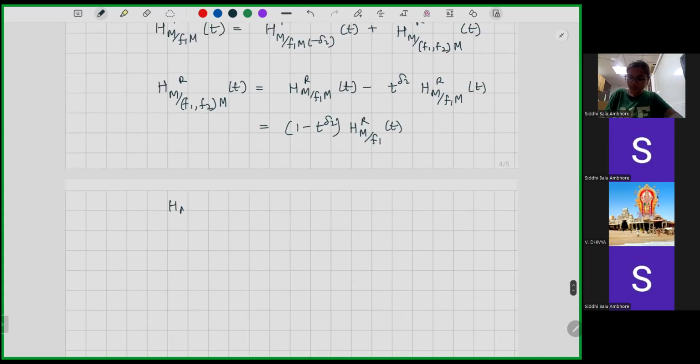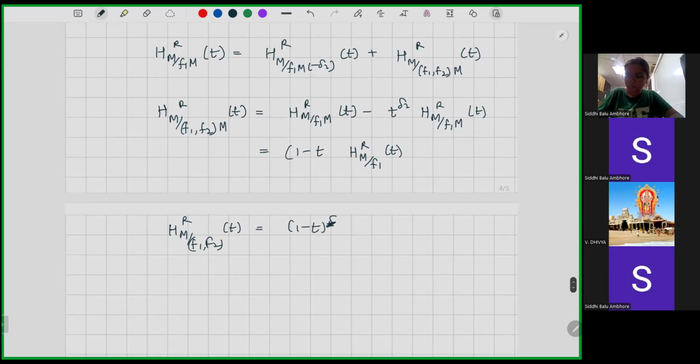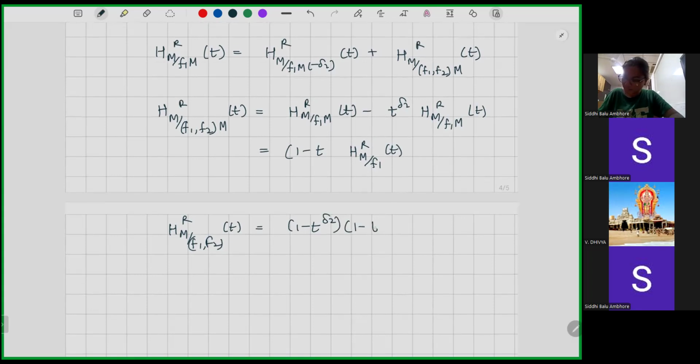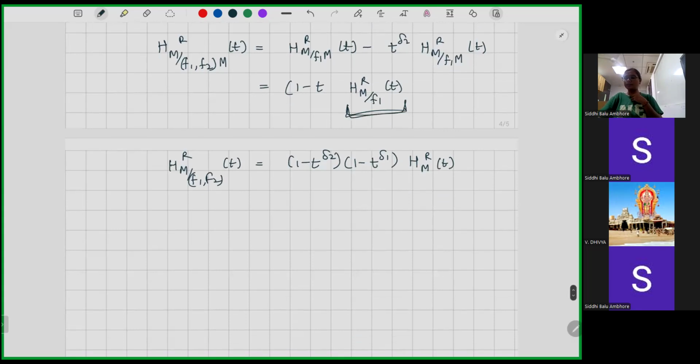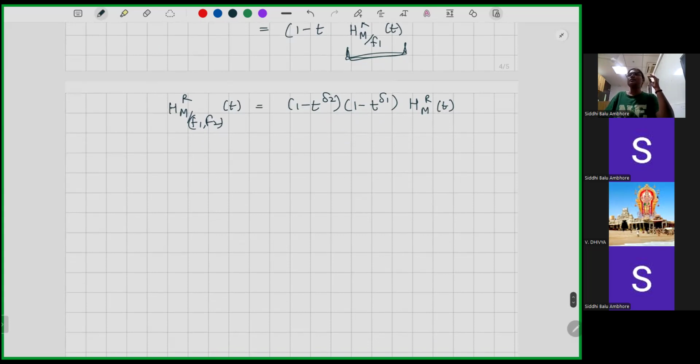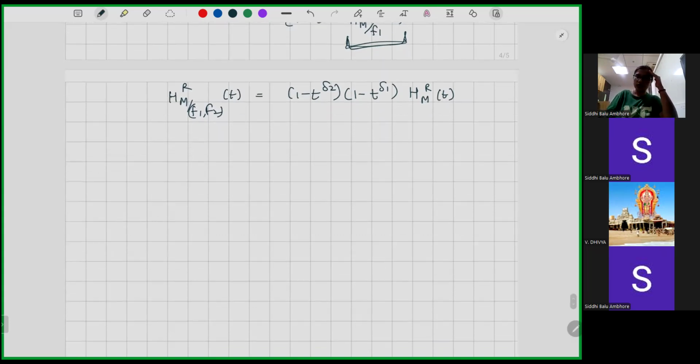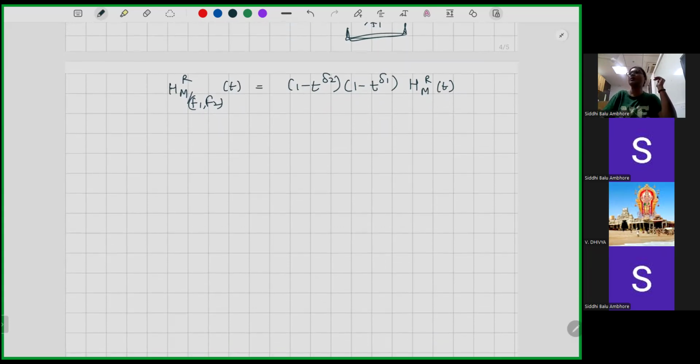But what is this? Let me just write this: it is 1 minus T power delta 2, times, yes, 1 minus T power delta 1 times H_M(T). Is this okay? I'm just substituting whatever expression we had for this one. And then just repeat the argument. Or what you can do is the induction.